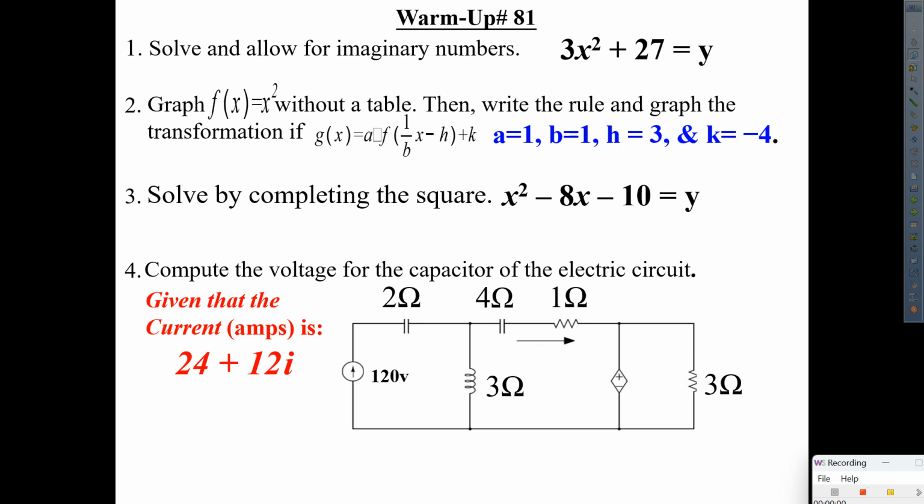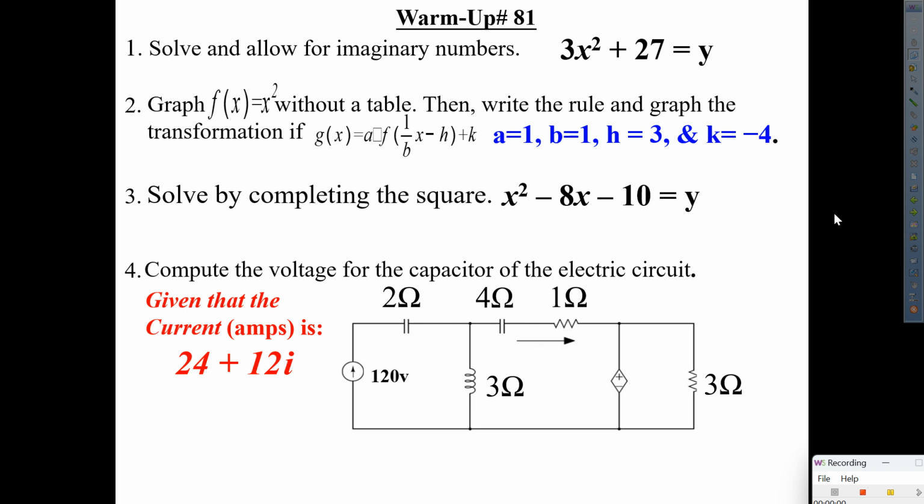Warm-up 81 is on the screen. Let's get started, please. Some of you already got started a long time ago. By now, these should be a piece of cake. I brought back solving quadratic equations on number 1 and number 3. Hopefully, you should know how to do those by now. And number 2 is transformations. And number 4, of course, it was what you studied last night, yes? All right, good. So I'll give you guys some time for that.